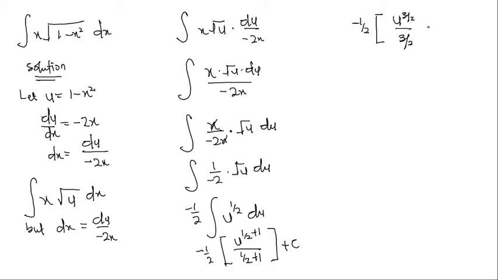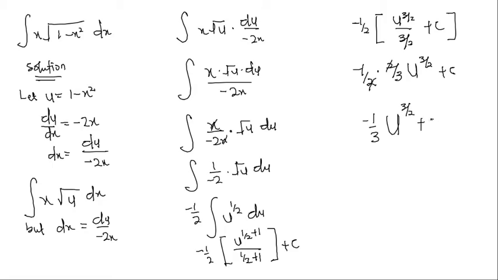3 on 2, plus c. Let me just write it like this. So I have half, then if I bring the denominator here upward, it becomes multiplied by 2 over 3 u^(3/2) plus c. So these two will cancel, and I have negative 1 over 3 u raised to the power 3 on 2 plus c.